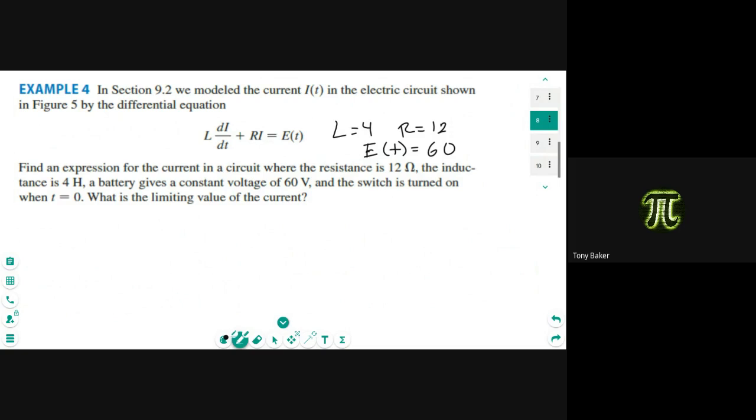Okay, so let's plug our information into the problem and see what we got. So I've got 4 di over dt plus 12I equals 60.